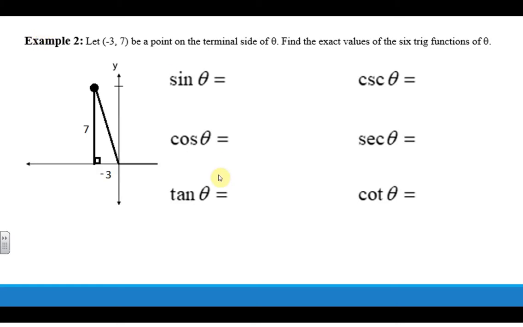So if you click, there it is. Remember, negative 3, 7. This negative doesn't have anything to do with distance. It just gives you direction. So it's saying you're going left 3 and up 7. It's giving you that coordinate. This distance is 3, not negative 3. Just want to remind you of that.